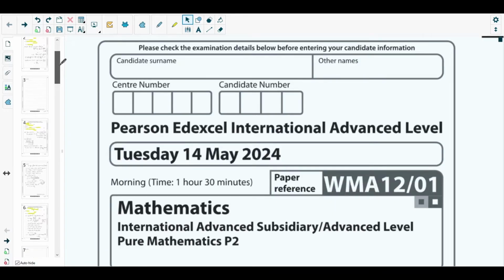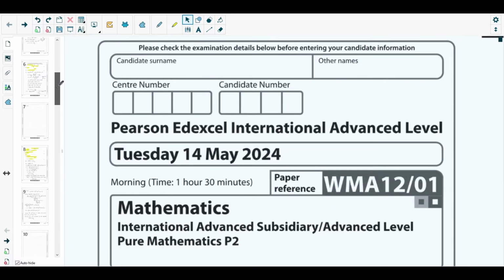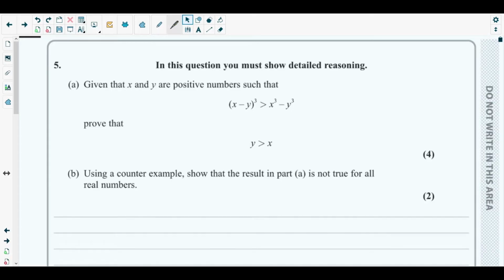In this video, we will be solving question number 5 from the recent past paper of Pure Mathematics 2, which is the May 2024 P2 paper. So let's get started with question number 5.